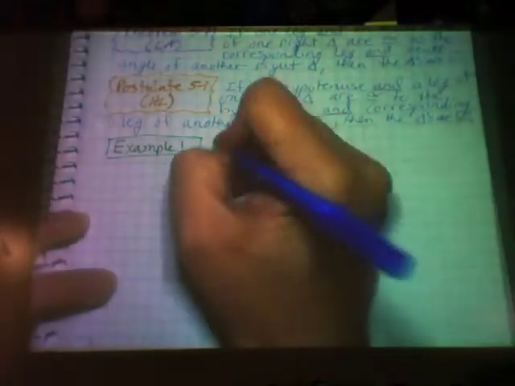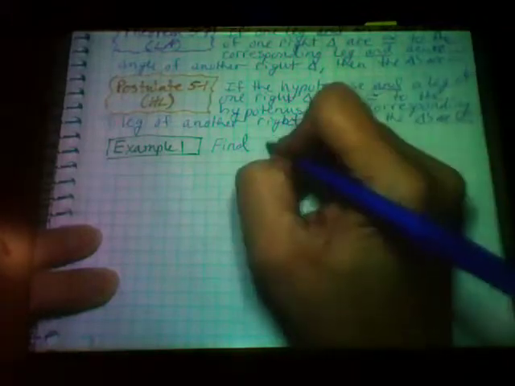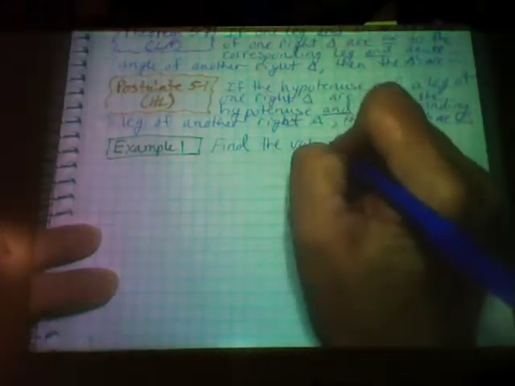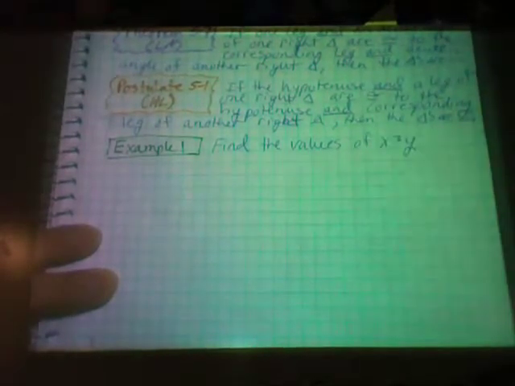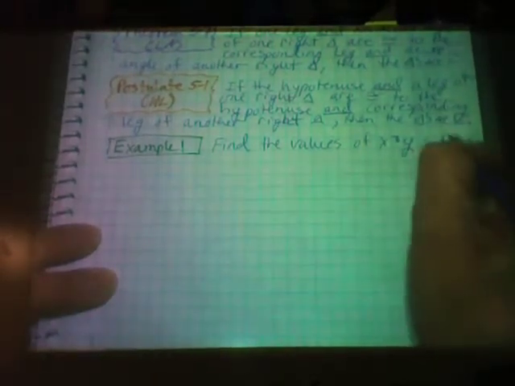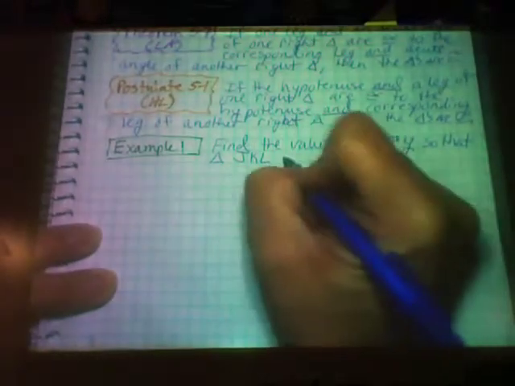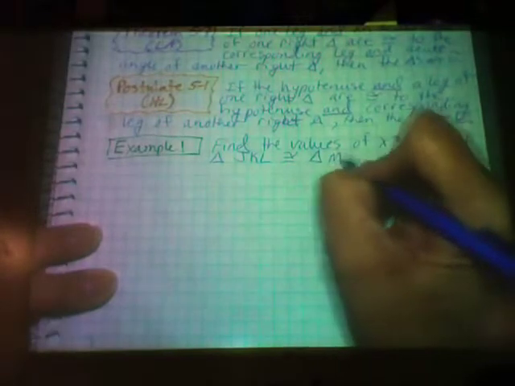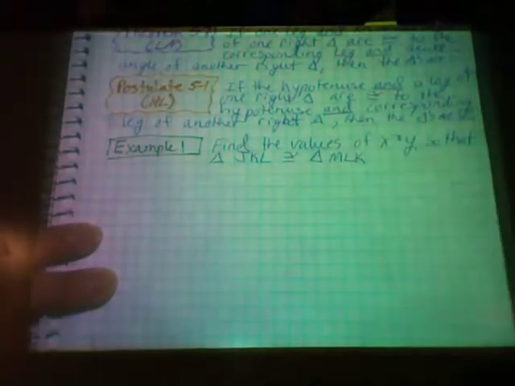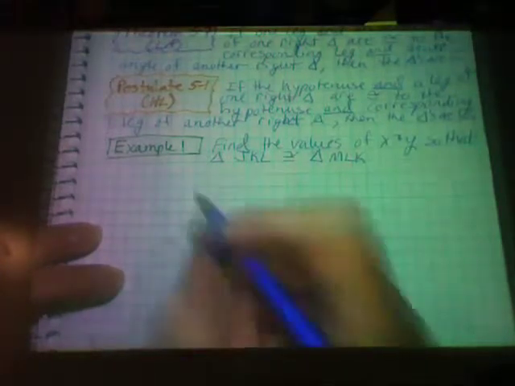All right, you are going to find the values of x and y so that triangle JKL is congruent to triangle MLK. So you need a picture and some other information. So here's J.